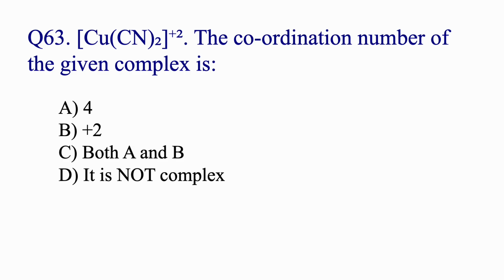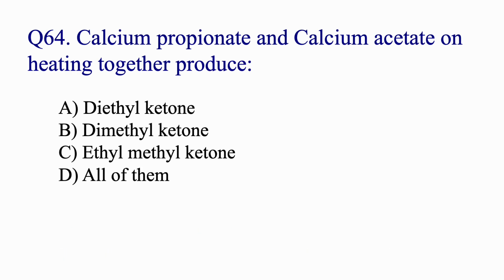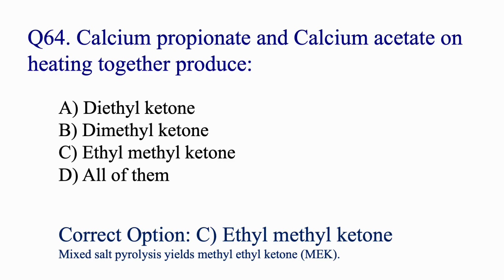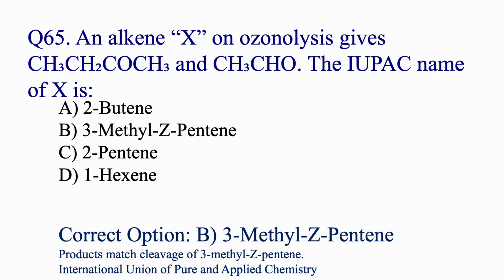CuCN2 with two positive ions. The coordination number of the given complex is 4. Calcium propionate and calcium acetate on heating together produce ethyl methyl ketone. An alkene X on ozonolysis gives CH3CH2COCH3 and CH3CHO. The IUPAC name of X is 3-methyl-Z-pentene.